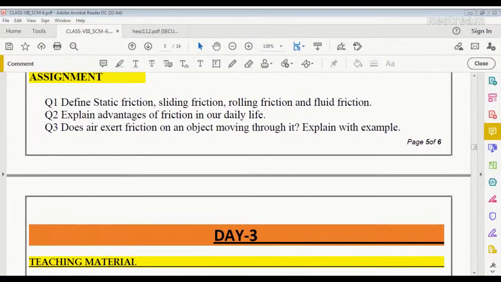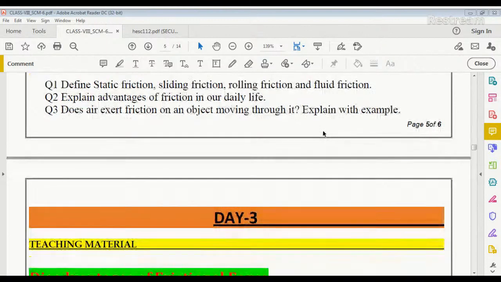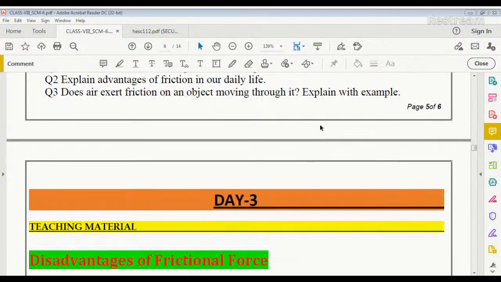Now here ends the day 2 explanation. Okay, and today we'll start the day 3 also. Here comes the disadvantages of frictional force. Now, what are the disadvantages of frictional force?